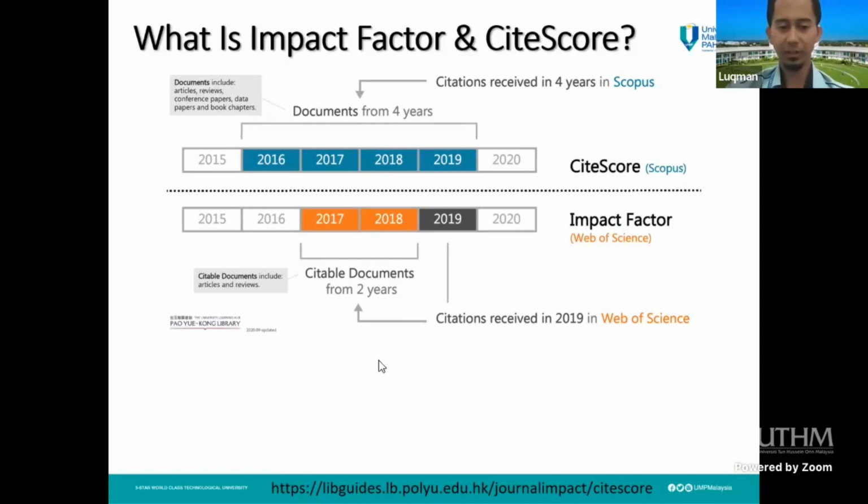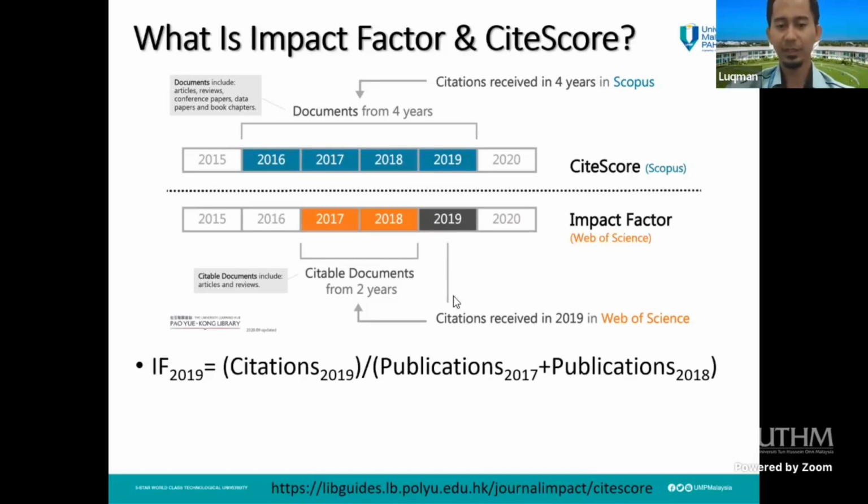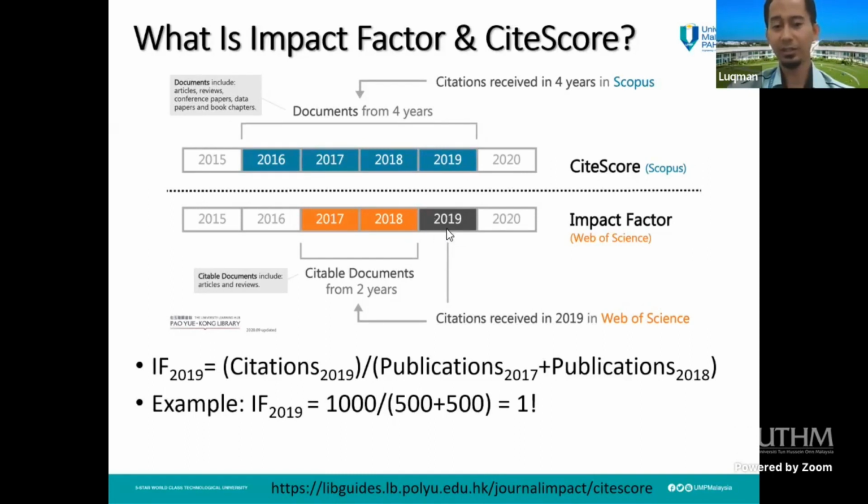So let's just look at impact factor. Let's say you want to know the impact factor for one journal for 2019. How? The whole of citation in 2019 divided by the publication of articles in 2017 plus the publication in 2018. So let's say for example there are 500 publications in 2017, 500 publications in 2018, and then in 2019 there are 1000 citations for journal A. This one is not the articles, it is the citations. So 1000 over 1000 you get 1.